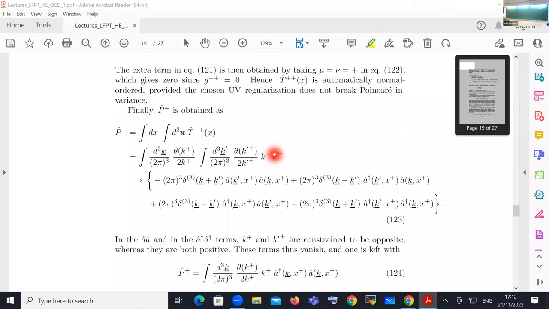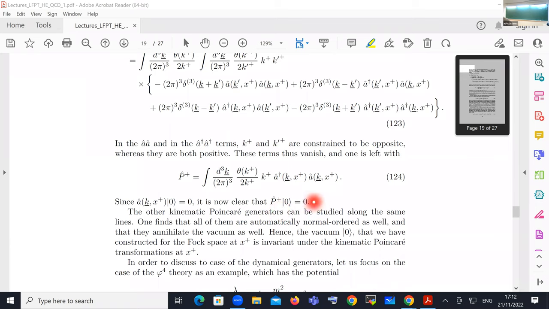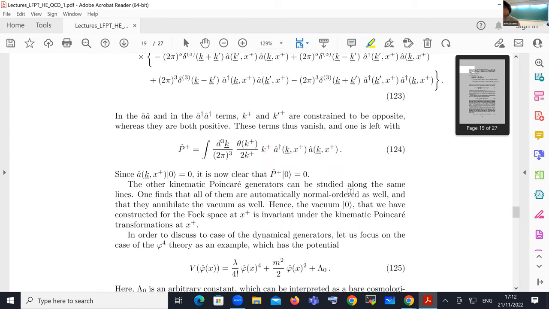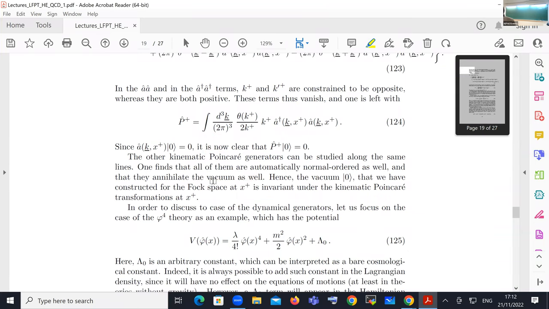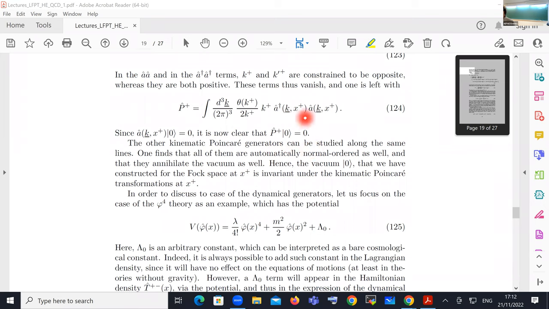And when integrating over X minus and X perp, we would get that the A A and A dagger A dagger terms will vanish again, and everything will contain the A dagger and the A in normal order for the expression of all the other kinematic Poincaré generators as well. So which means that, again, the vacuum that we have defined from this operator on a given X plus plane is invariant under all the Poincaré transformations which preserve this X plus constant hyperplane.